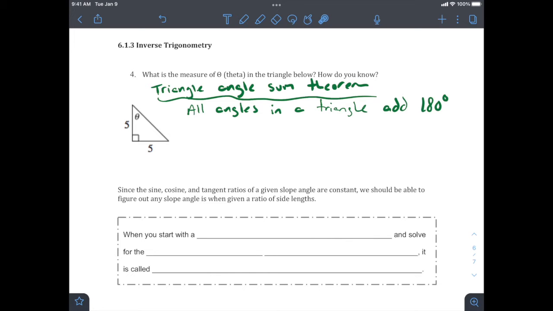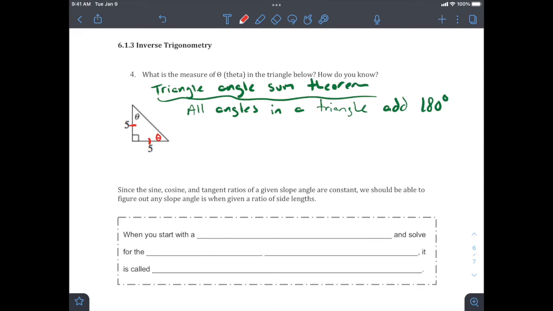Now, another fact that's really useful for us in this problem is a fact about isosceles triangles. This triangle is not only a right triangle, but it's isosceles because this side length is equal to this side length. One of the properties of isosceles triangles is that if two sides are equal to each other, their base angles have to be equal to each other as well. So if this angle here is theta, then this angle right here is also theta, whatever that is.